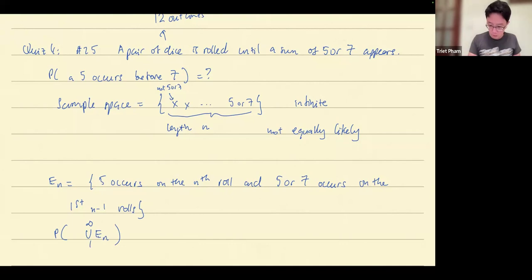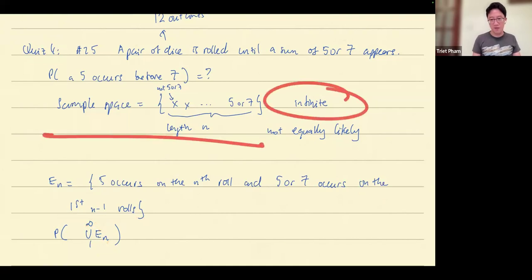Why so? The reason is because, what does this mean? This means that a 5 occurs on some row. Here you are allowed from 1 to infinity, and 5 or 7 did not occur before those rows. Here n can be 1,000, n can be 10,000, whatever. And again, this is connected to the fact that your sample space is infinite.